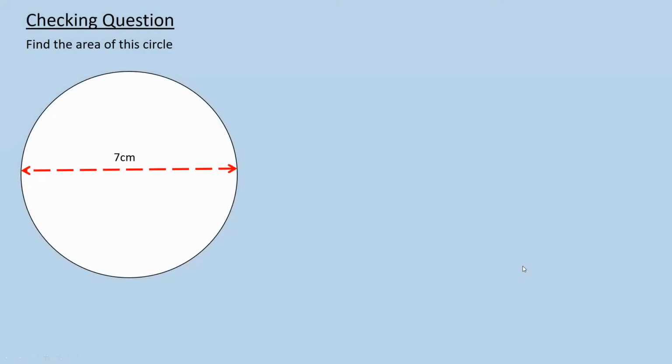So let's have a look at our checking question. So again, we've been given a diameter and we want the radius for area, but I know that the radius is half the size of the diameter, so I know we've got a diameter of 3.5 centimeters here. So our area is pi times 3.5 squared, or 3.5 times 3.5.